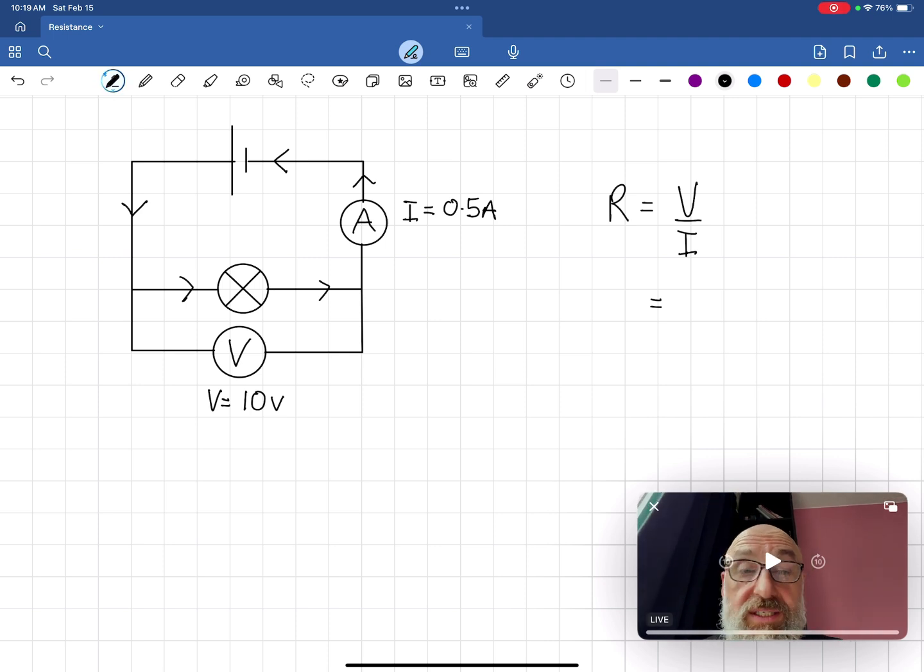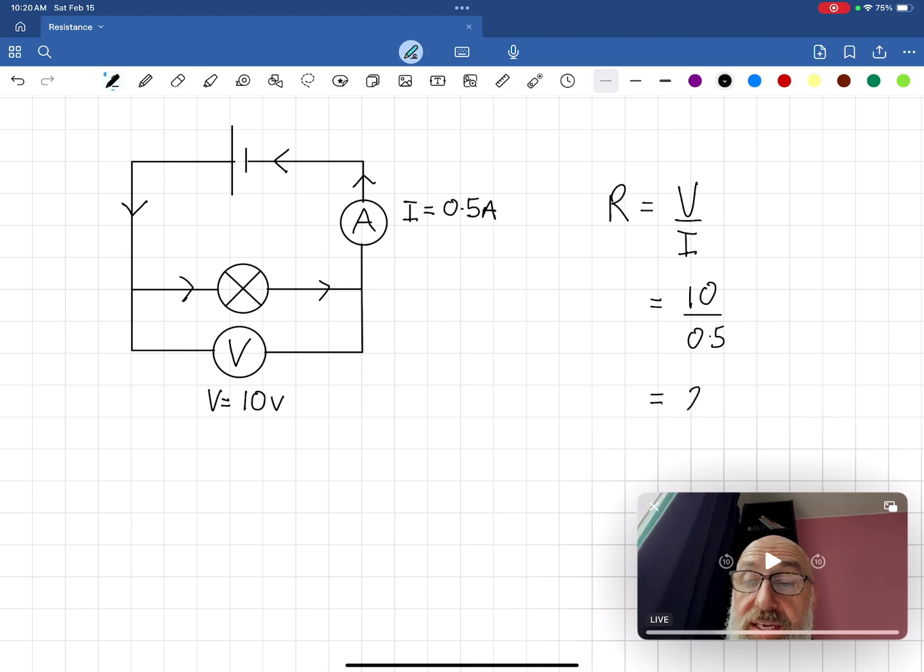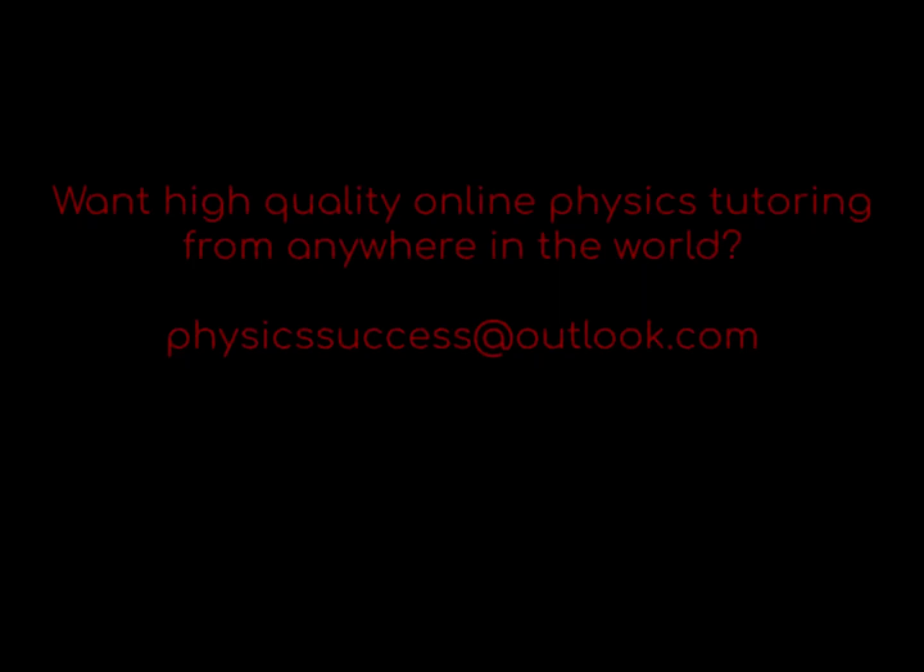So all we do is put those numbers into the equation. Very easy. We know that we've got 10 volts of potential difference divided by 0.5 amps of current. 10 divided by 0.5 is going to give us 20, and the units, of course, are ohms. And that's pretty much it for resistance.